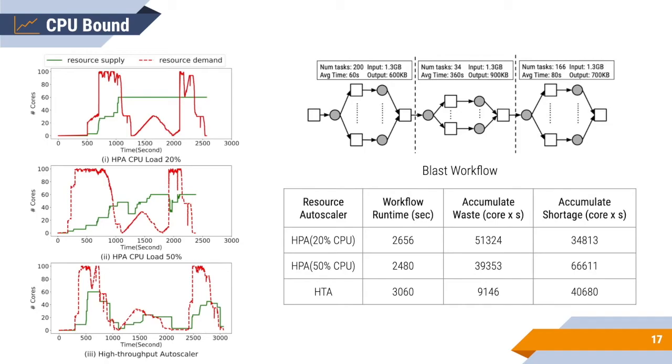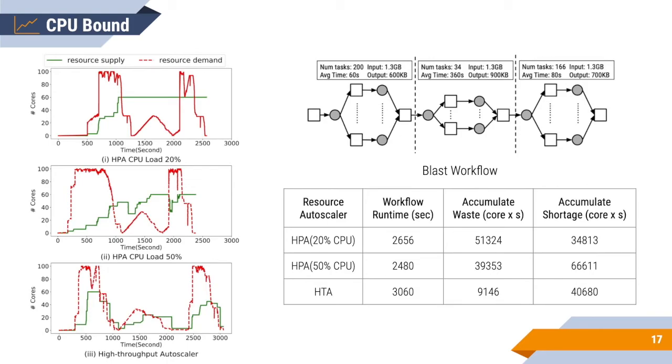On the left-hand side, we show the resource usage of the 3 configurations. The x-axis is the time. The y-axis is the number of cores. The red line represents the resource demand, and the green line represents the resource supply. As we can see, regardless of what CPU load we set, if we use the horizontal pod autoscaler, we will fail to scale down the cluster at the second stage.